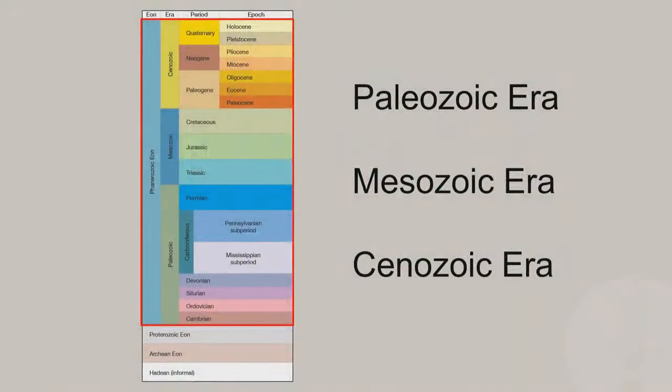So this eon is broken up into three eras, which you're probably more familiar with. The Paleozoic era, the Mesozoic era, which is when the dinosaurs were alive, and then the Cenozoic era, or the age of mammals that we're currently in.